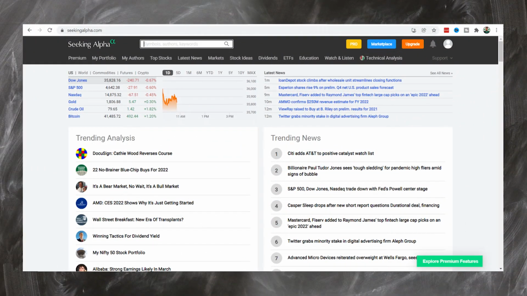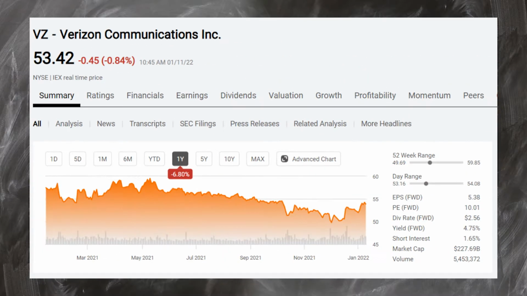Let's jump over to another site I use quite a bit, Seeking Alpha. And before we move on to the dividends, if you remember earlier, I was talking about TTM or trailing 12 months versus FWD or forward. You can see an example of that with EPS, earnings per share, or PE, price to earnings ratio here. Like I said before, it's just something to pay attention to and both can be useful. So let's move over to the dividends tab.